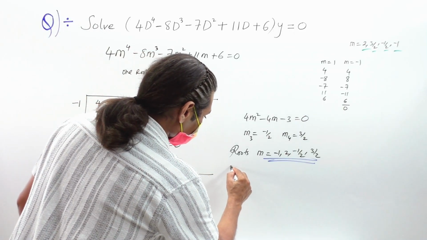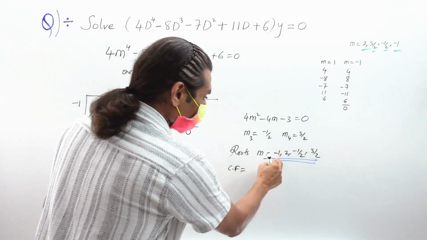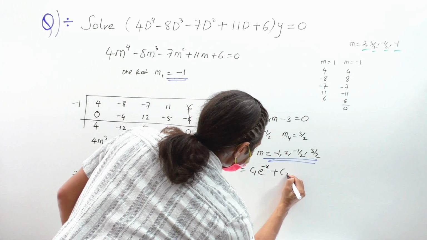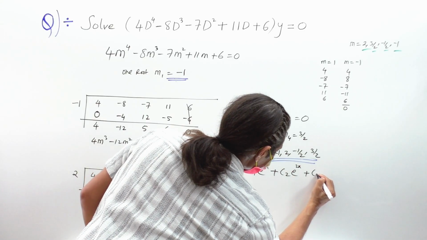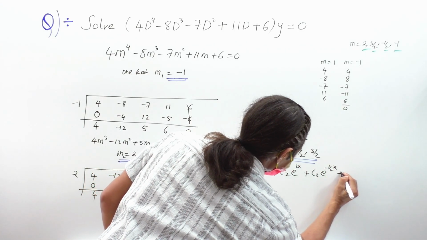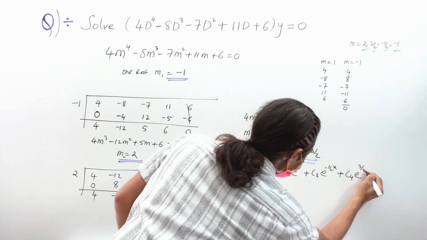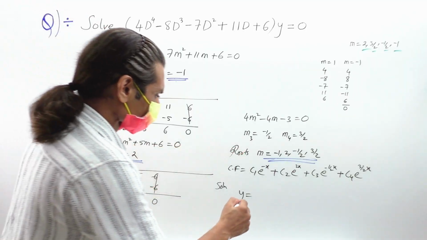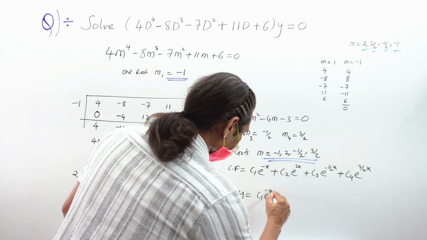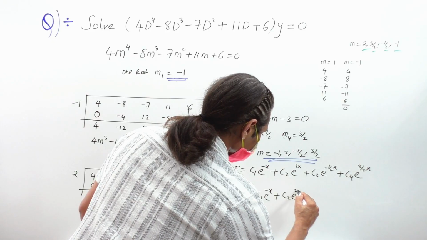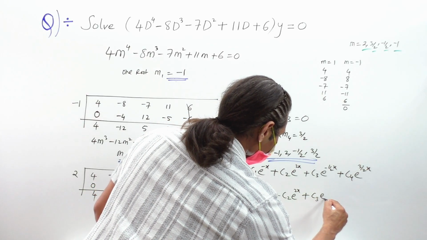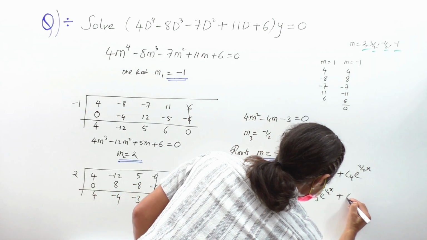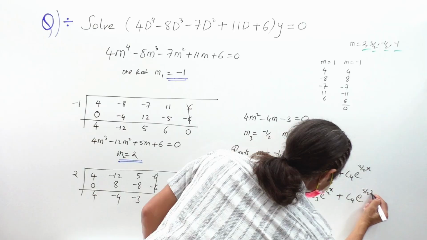Therefore, the solution is, we will write CF is equal to, see, 1, 2, 3, 4. So for each C1, e raised to minus x plus C2 e raised to 2x plus C3 e raised to minus 1 by 2x plus C4 e raised to 3 by 2x. Therefore, the solution is y is equal to only CF. So once again write a solution here. It is C1 e raised to minus x plus C2 e raised to 2x plus C3 e raised to minus 1 by 2x plus C4 e raised to 3 by 2x.